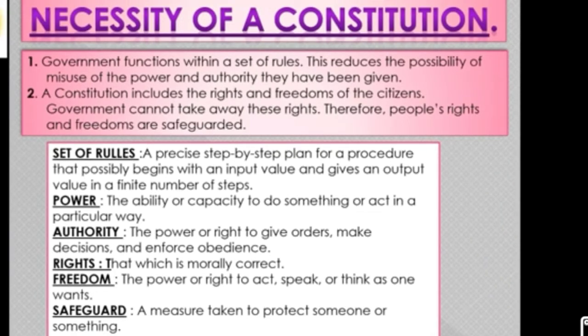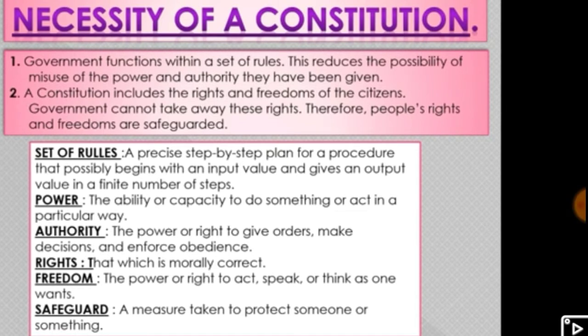Government functions within a set of rules. This reduces the possibility of misuse of the powers and authority they have been given. Set of rules: a precise step-by-step plan of a procedure that possibly begins with an input value and gives an output value in a finite number of steps. Power means the ability or capacity to do some things or act in a particular way. Authority: the power or a right to give orders, make decisions and enforce obedience.